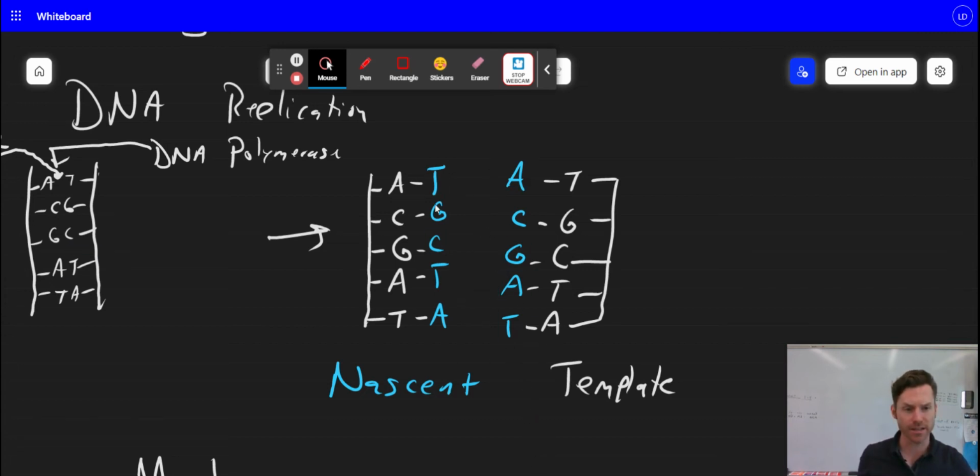So these inside strands in this model are completely new. They were just built. They're called nascent strands. The original strands, which are still left over, they're still here, are called template strands. And so this process creates two copies of our original DNA, and each copy is half new and half old. The term for this is semi-conservative. We saved part of it and we made a new part. That's DNA replication. I started with one copy of the DNA, I ended with two.